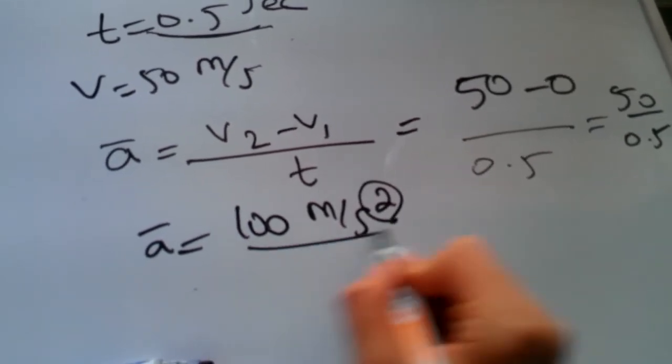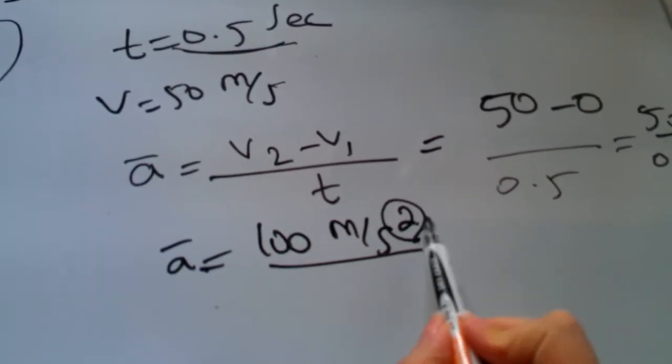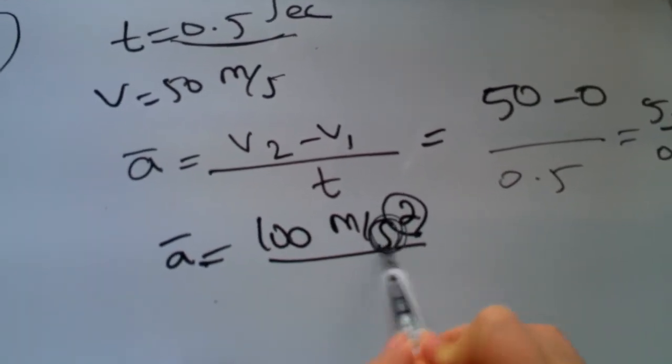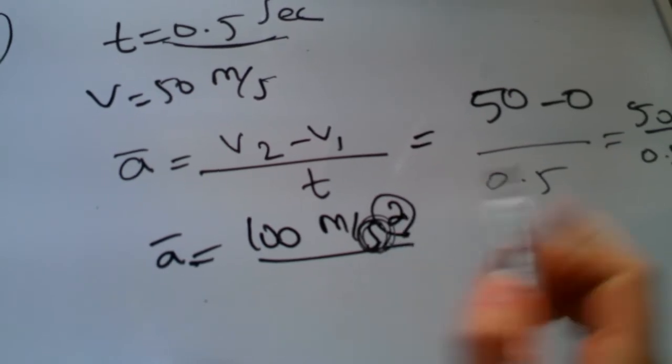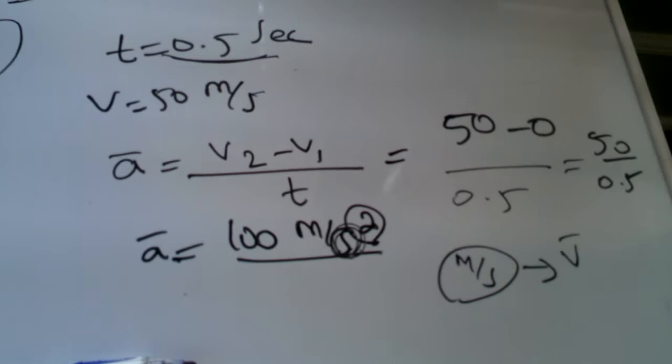I would like you to understand that the units for acceleration are whatever the time unit is, squared. If it's meters per second, then that is for velocity or speed. Okay? So that's question number 8.